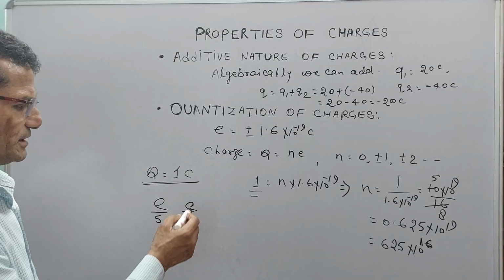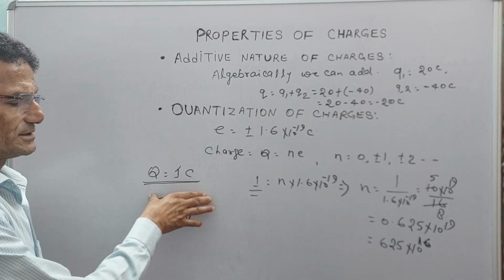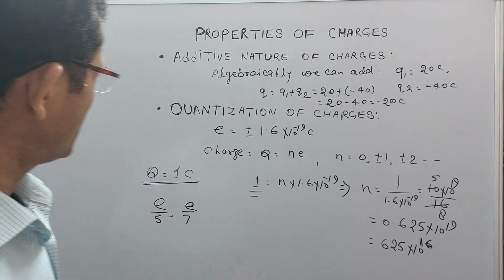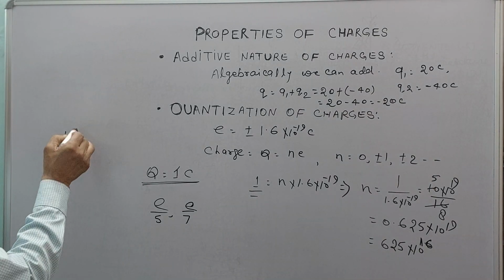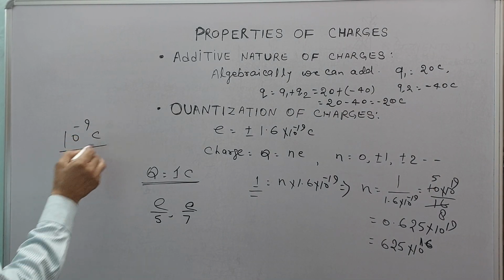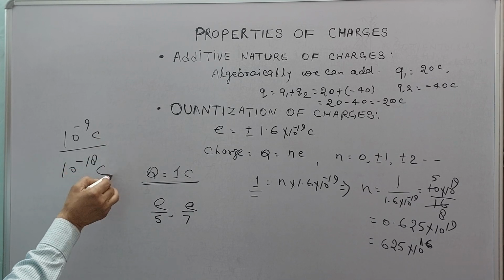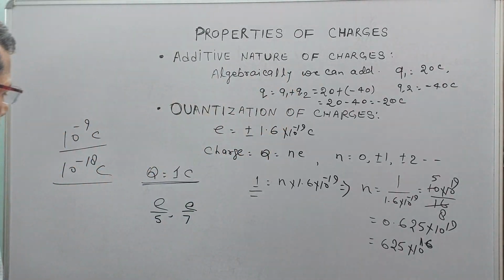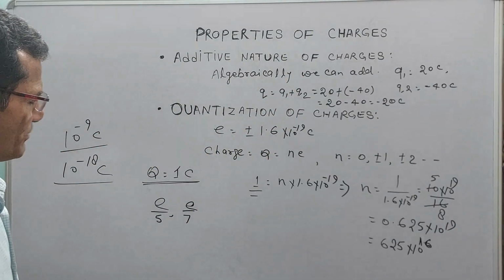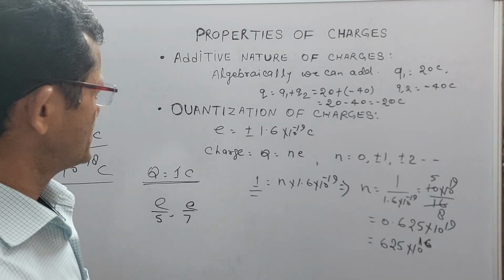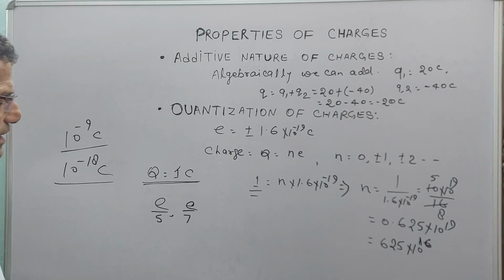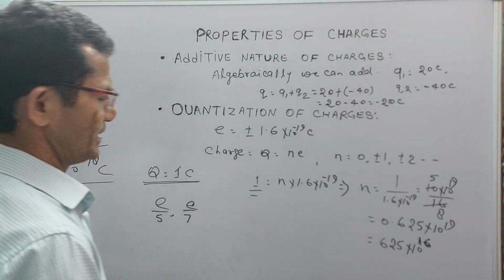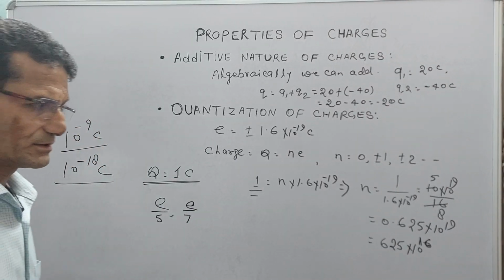This is a very small quantity, e upon 5, e upon 7. We cannot observe it for a large charge in an object, but it is observable if the charge is very small, in the order of 10 raised to the power minus 19 or minus 18 coulomb. In this case, if the charge is very small, we can notice it that the charge is quantized. But if the charge is like 1 coulomb or more, we cannot observe it.